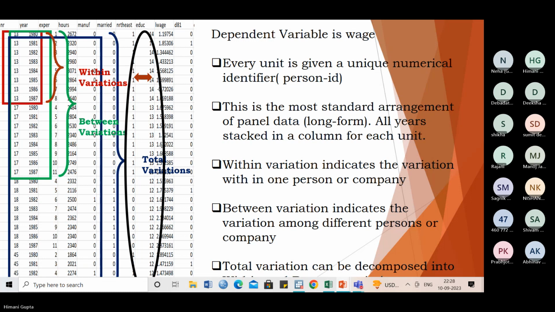So these are your time-invariant variables, which will not change with the change in time. So we can remove it. We can omit those variables. If I omit those variables, I will be able to capture my fixed effect. That means your independent variable and error term will not be correlated there.